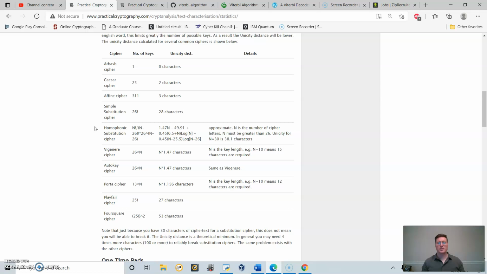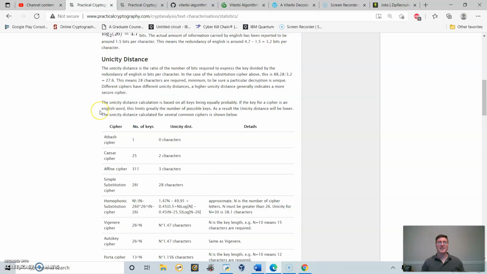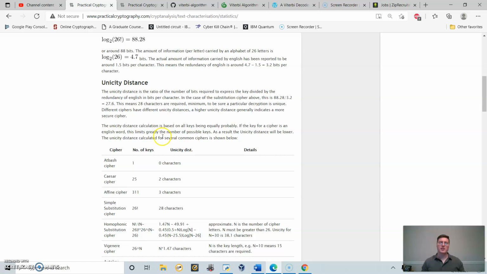There wasn't any coding associated with it because right here we're just looking at pure mathematics, and look forward to providing the unicity distance associated with the crypto systems we're looking at. And I wanted to leave actually one more thing associated with this.